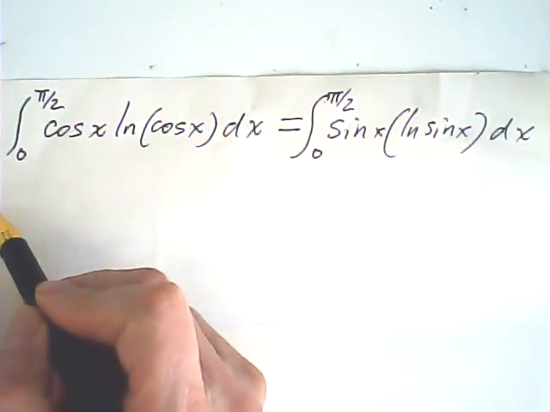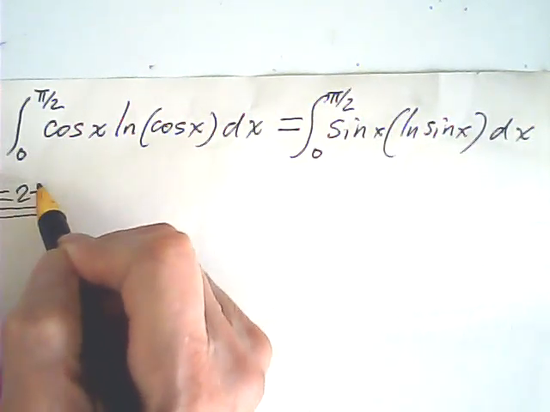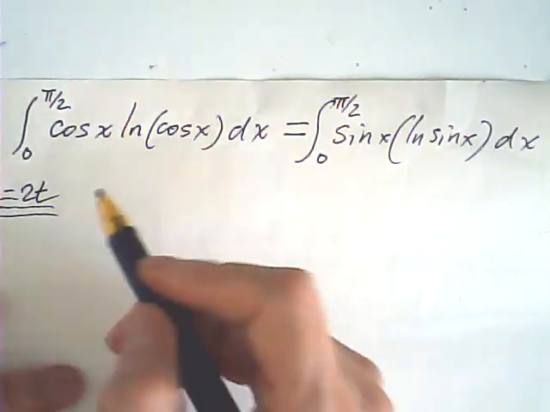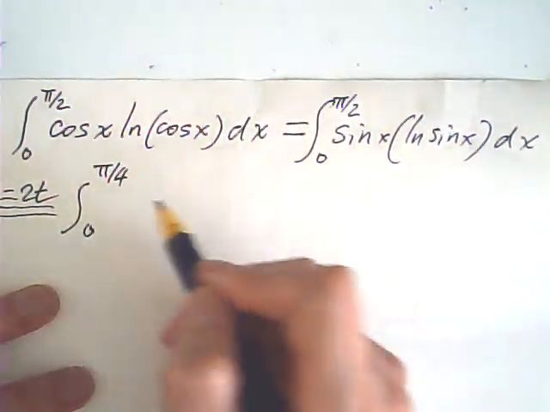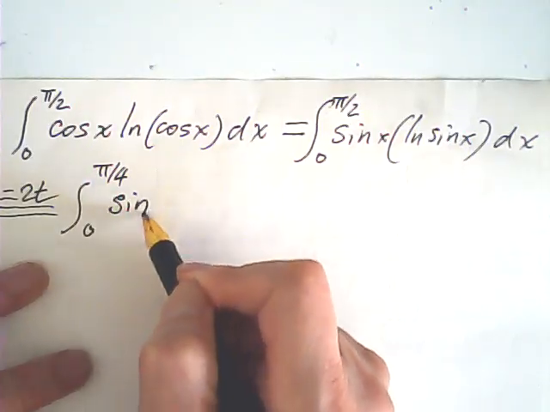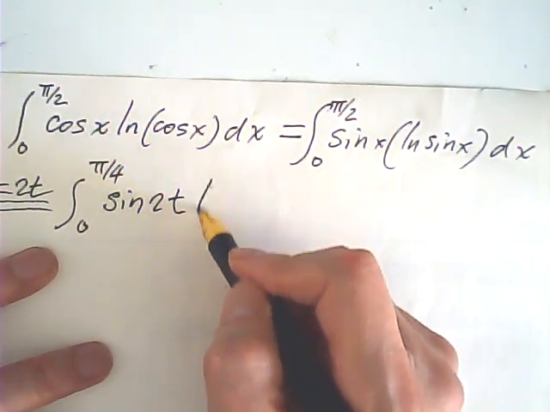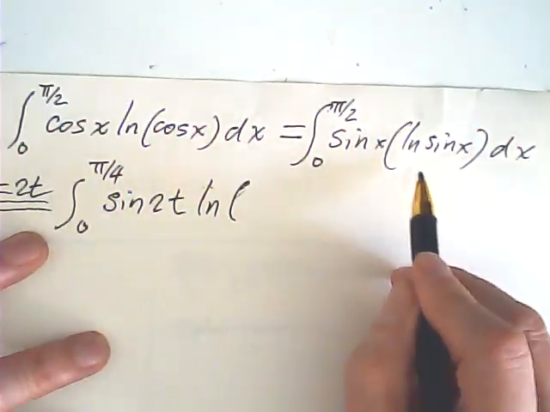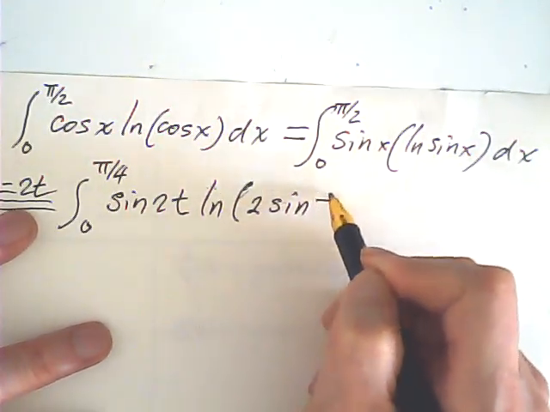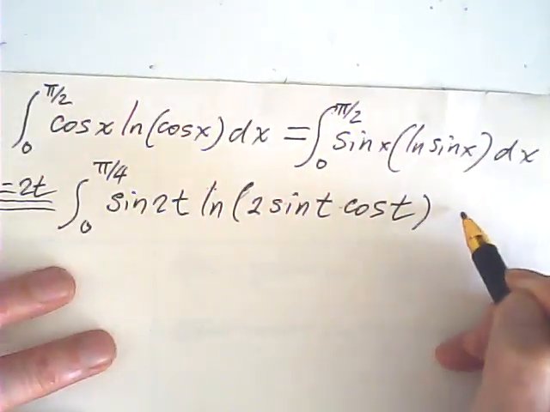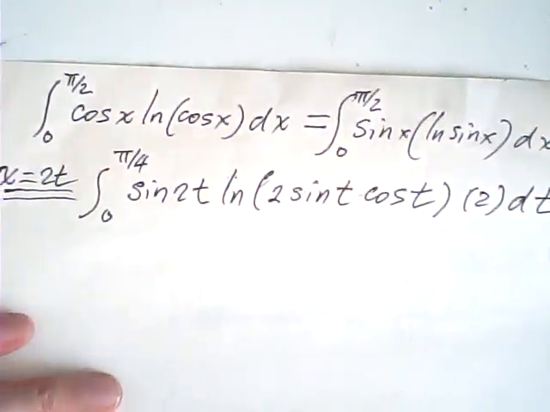Okay, then I use substitution. Let x equal to 2t. So this integral becomes from 0 to quarter pi now, and sine 2t, right? And log sine 2t. Sine 2t is 2 sine t cosine t, right? dx is 2 dt. Yeah, very good.